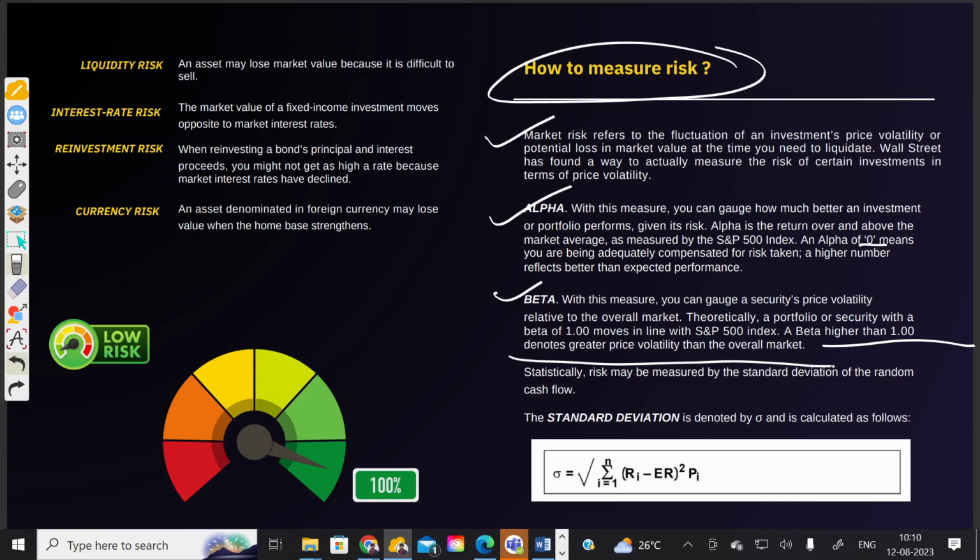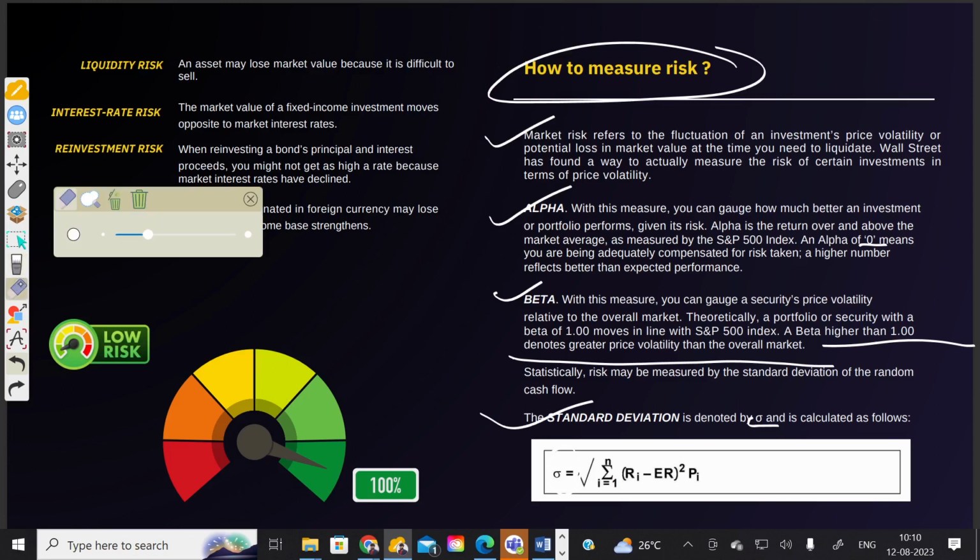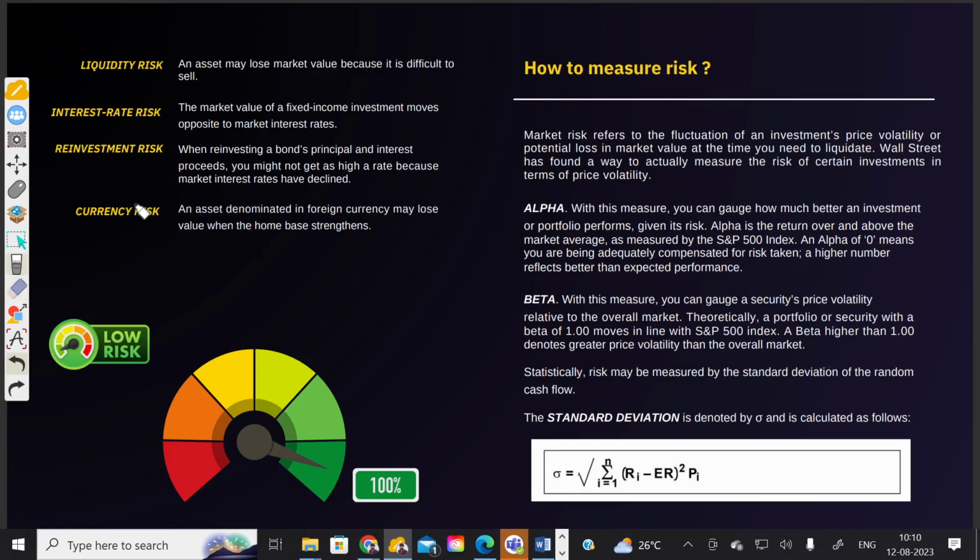And statistically, risk may be measured by the standard deviation of the random cash flow. Standard deviation is denoted by sigma and is calculated as follows: the summation over n of the interest rate for a particular duration, expected rate, and then the principal. So this is how you can calculate, but I'll have a separate session on the calculations part to cover this portion so that you can understand.